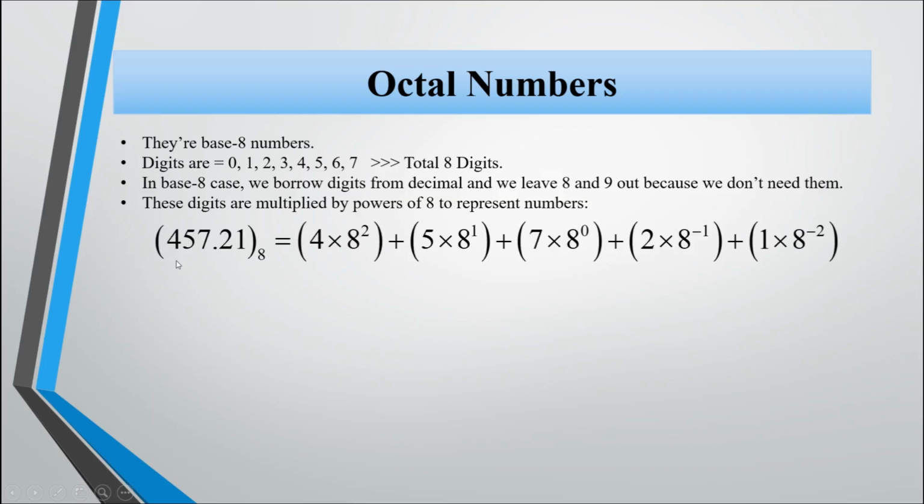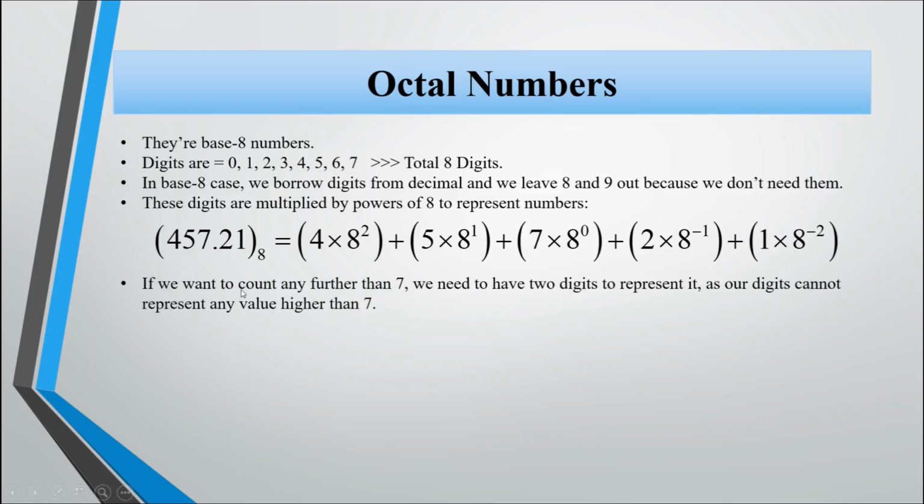For example, 457.21 in base 8 equals 4 multiplied by 8 to the power of 2, plus 5 multiplied by 8 to the power of 1, plus 7 multiplied by 8 to the power of 0, which is 1, plus 2 multiplied by 8 to the power of minus 1, which is 1/8, plus 1 multiplied by 8 to the power of minus 2, which is 1/64.